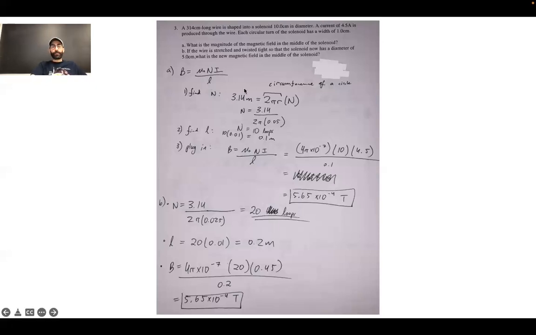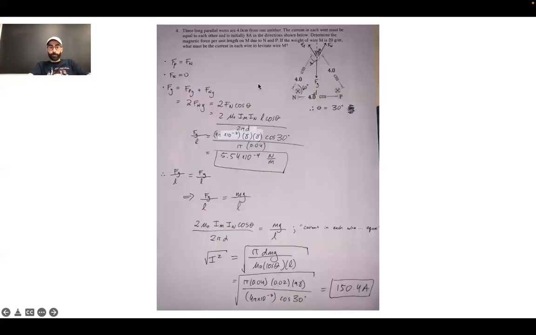Also, just remember how to find this value of big N, because it seems like it could be against your intuition. All right, last one.